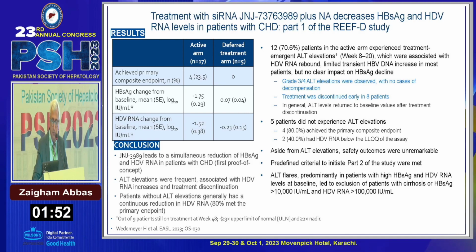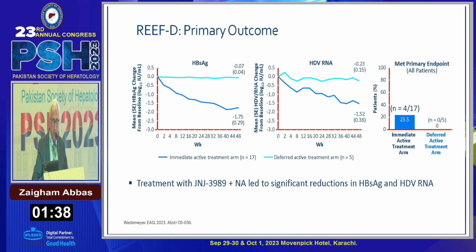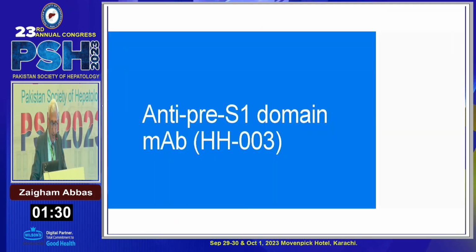But the problem with this study is that elevations of ALT were observed in some of these patients, and treatment was discontinued in 8 of these patients. But in the patients who continued the treatment, we can see there was much decline in surface antigen and HDV RNA levels. Then we have the pre-S domain monoclonal antibody.